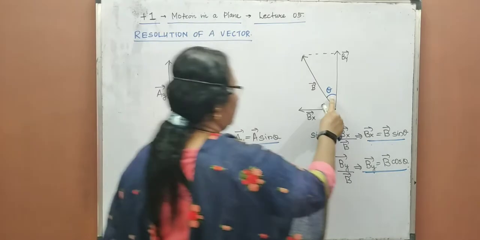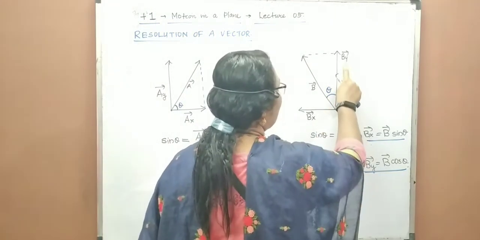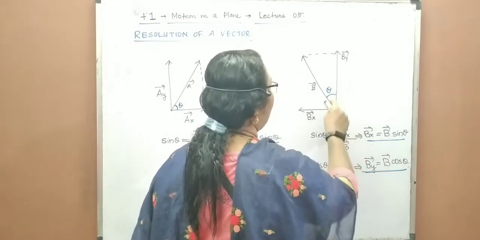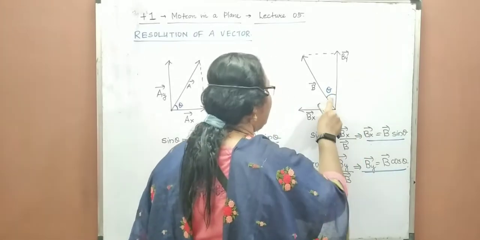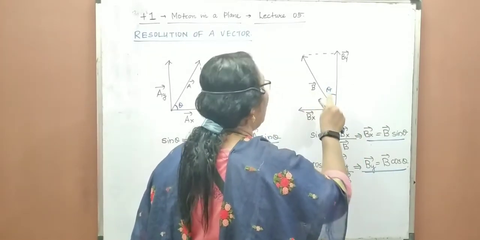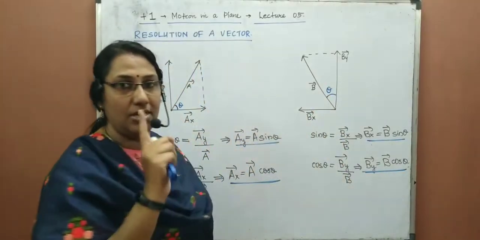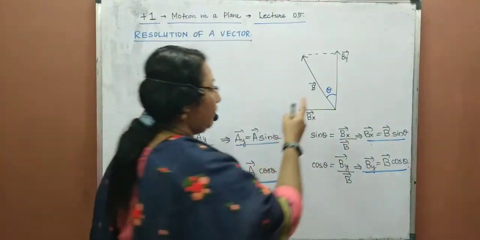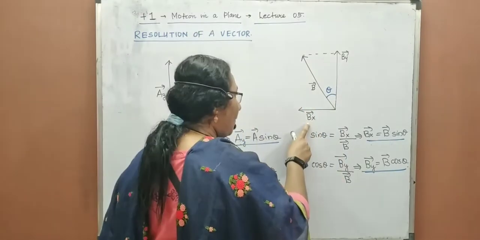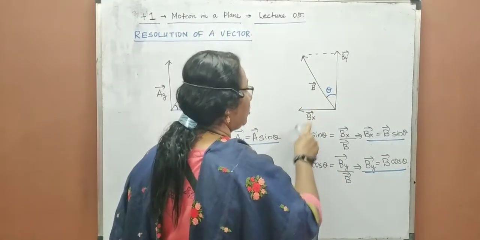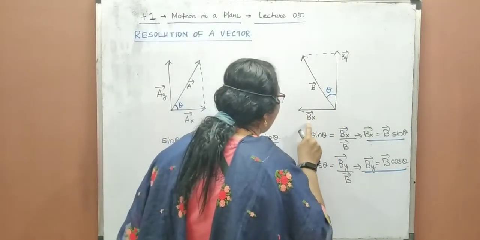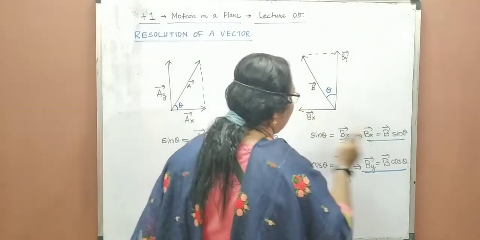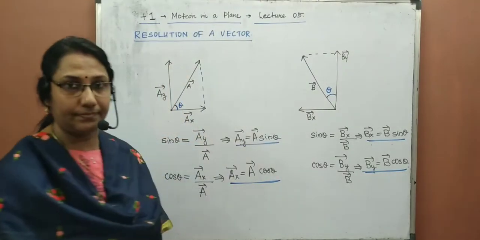Look here. This is angle theta and which component is in contact with angle theta? By is in contact with the theta. Therefore, we can say By is equal to B cos theta. Adjacent component is always cos component. Whereas Bx is opposite to angle theta. It doesn't come in contact with theta. Therefore, we can say now Bx is equal to B sine theta.